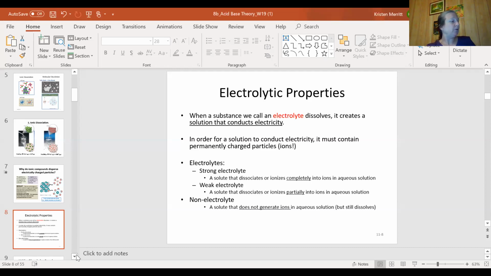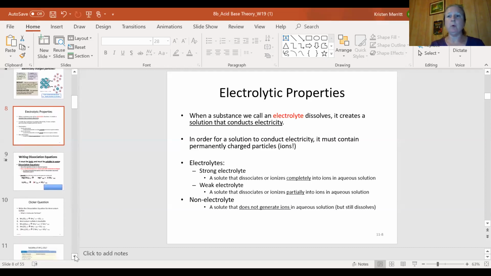Now, one of the things with electrolytic properties, and you will learn this also in Chem 1, when you dissolve something in water, it actually changes the properties, the melting point and the boiling point. And that's why we add antifreeze to our radiators, because the process of doing that raises the boiling point and lowers the freezing point. That mixture, just a little side thing.